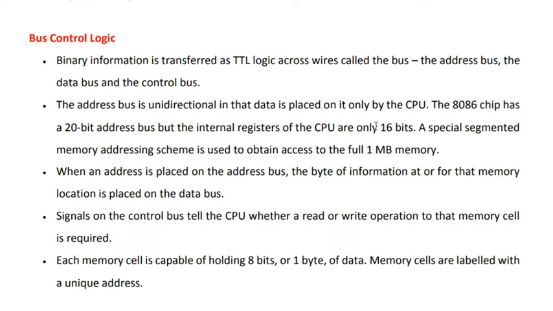The address bus is a unidirectional bus that is capable of holding the address of the memory location to or from where the data is to be read or written. Depending upon the control signals in the control bus, the CPU decides whether to read from or write into the memory location. So signals on the control bus tell the CPU whether a read or write operation to that memory cell is required.